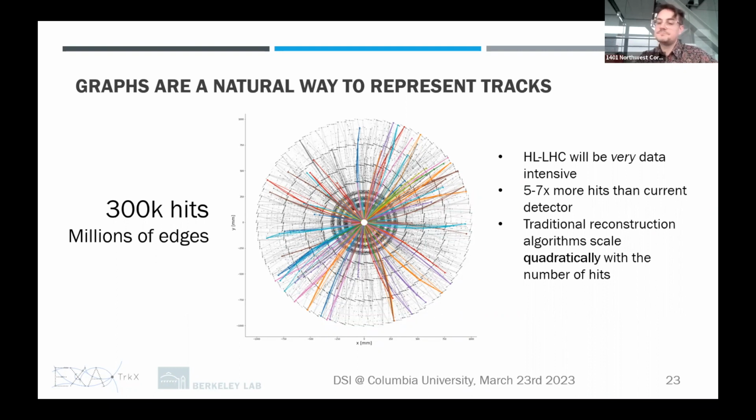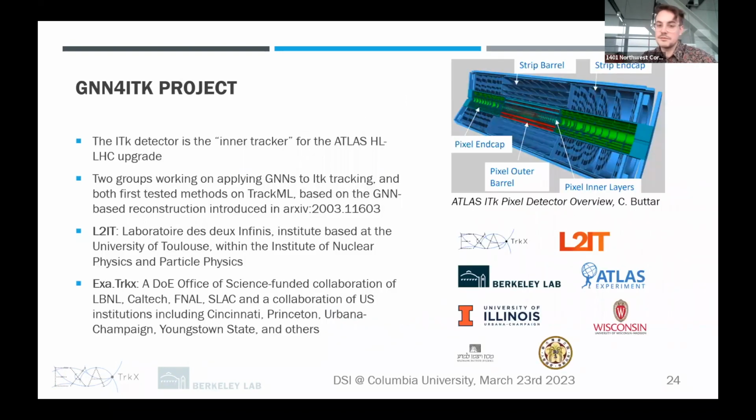The HL-LHC in a few years will have about 5 or 7 times more hits than the current ATLAS detector and CMS detector. And the problem is that traditional reconstruction algorithms scale at least quadratically, and in the naive case, combinatorially, which is not a great thing when we are scaling the number of points. So as I said, our task is we want to apply graph neural networks to the ITK detector.